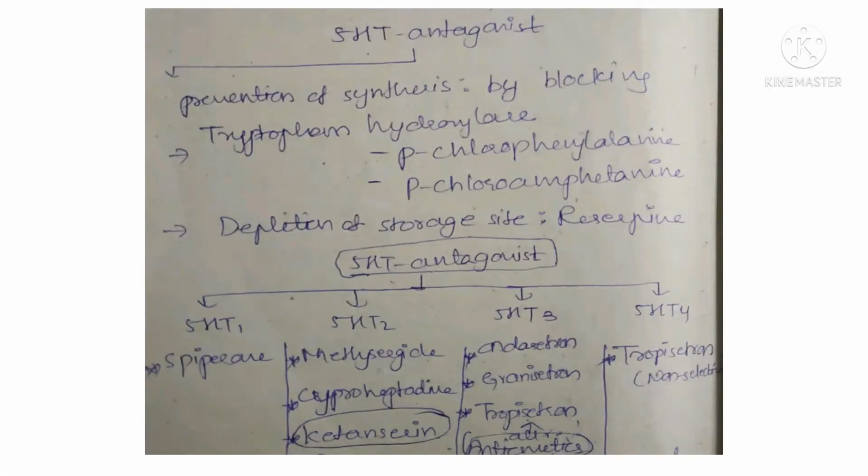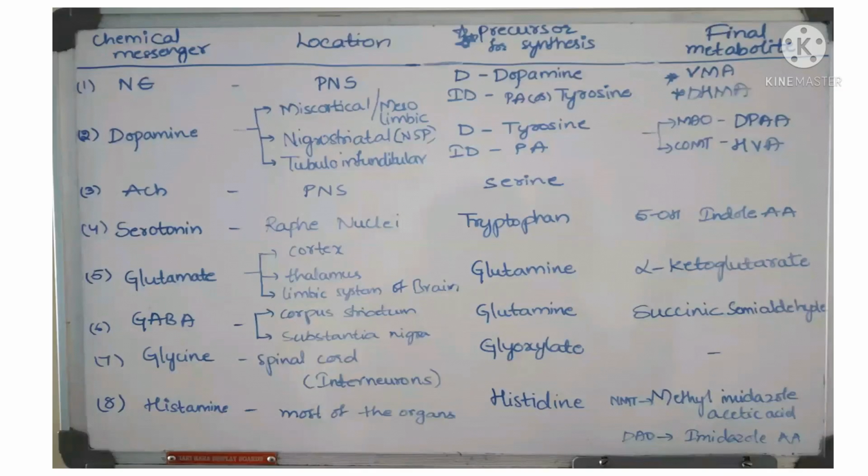Here the 5HT antagonists. The 5HT1 antagonist is pindolol, and for 5HT2 they are methysergide, cyproheptadine, ketanserin. And 5HT3 antagonists are ondansetron, granisetron, tropisetron, and all these also act as antiemetics. Because previously we have seen that on the 5HT3 receptor, if any ligand acts, it causes vomiting. The final response is vomiting. So to prevent the vomiting, we can use the 5HT3 antagonists. And on 5HT4, we have tropisetron.